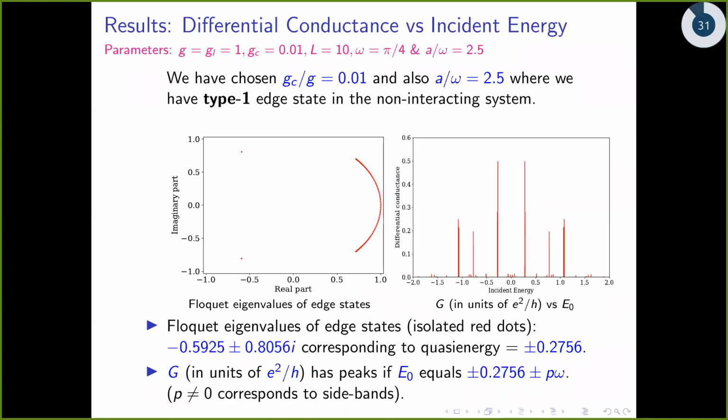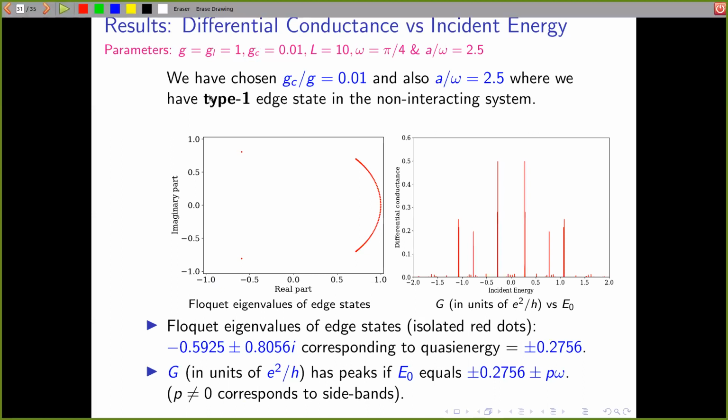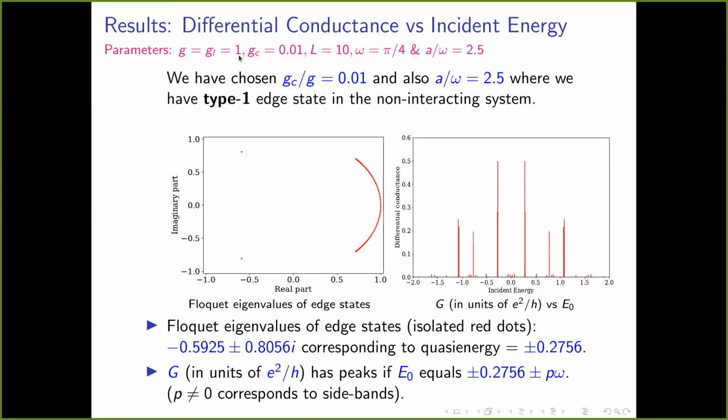But here is the differential conductance versus incident energy plot. I have chosen GL equals 1. GC is much smaller because I have to suppress the bulk state contribution. It's 0.01. And L I have chosen 10 because the system size should be small for the edge states to hybridize. And omega I have chosen pi by 4 because I wanted it to be different from G. Otherwise, there are some funny things that happen in the plots. And A by omega I have chosen 2.5. That is where we have the type 1 edge state in the non-interacting system.